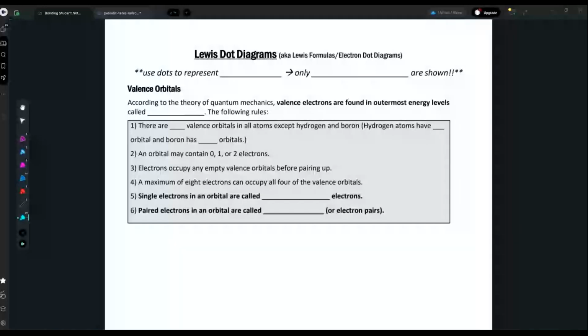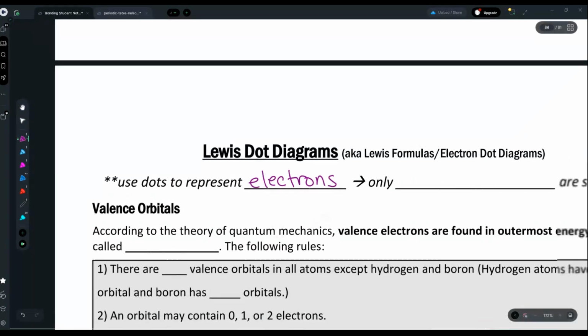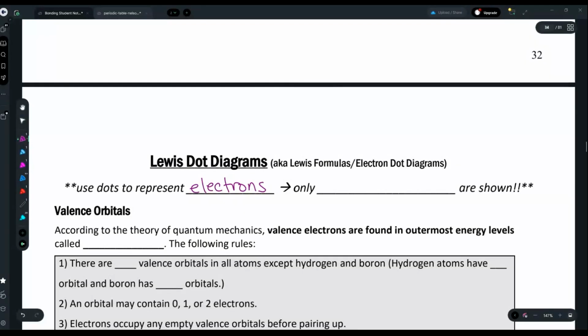For Lewis dot diagrams, they can also be called electron dot diagrams. They mean the same thing. So in Lewis dot diagrams or electron dot diagrams, we're using dots to represent electrons. However, we're not going to be drawing all of the electrons that belong to a certain atom. We're only going to be representing the valence electrons because those are the electrons that contribute to shape and bonds.